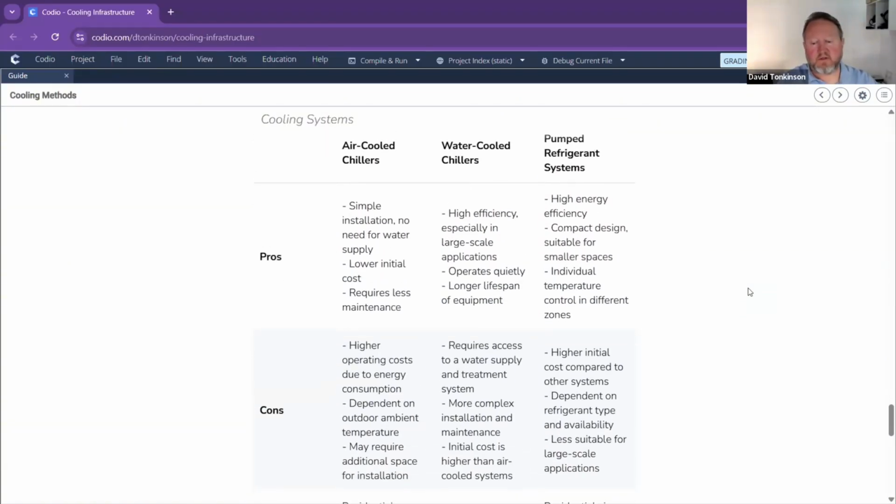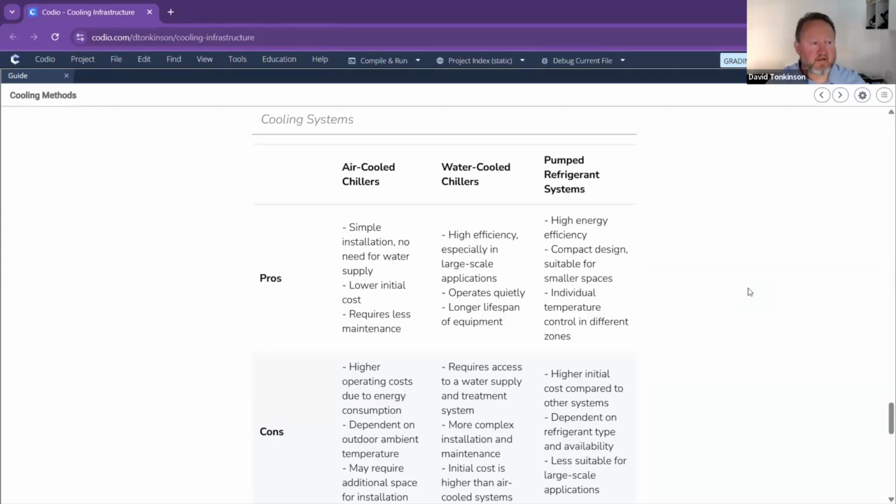So those are sort of the pros and cons in there. Does anyone have any questions or anything they'd like to ask around those systems? Kadir is asking, what strategies can data center operators use to mitigate the operational and environmental impact of high water consumption in water-cooled chilled systems, particularly in regions where water resources are scarce or highly regulated?